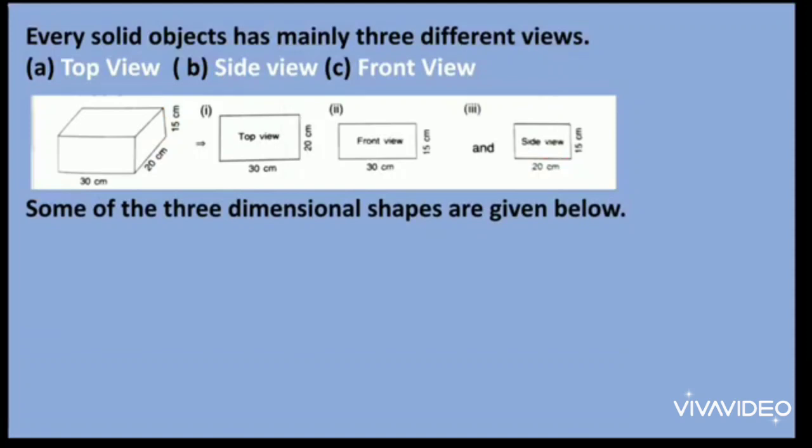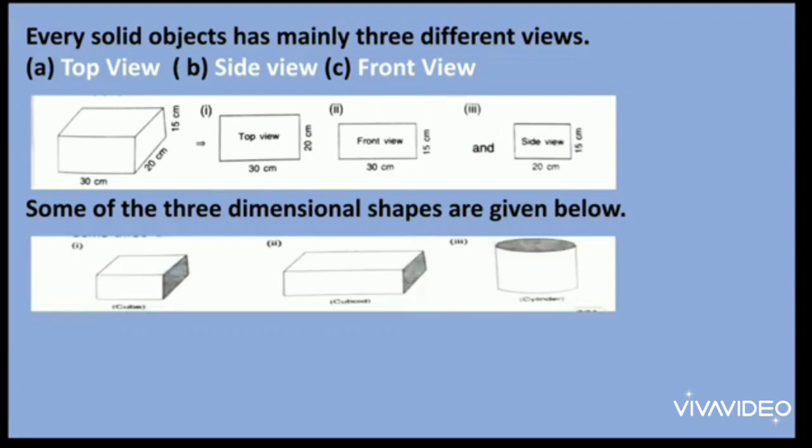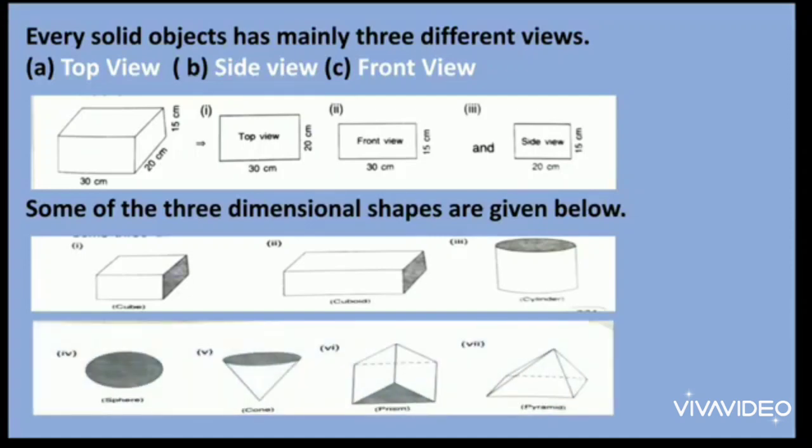Now some of the three-dimensional shapes are given below. First one is cube, second one is cuboid, third one is cylinder, fourth one is sphere, fifth one is cone, sixth one is prism and last one is pyramid. So these are some of the examples of three-dimensional shapes.